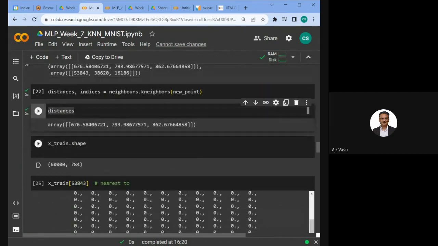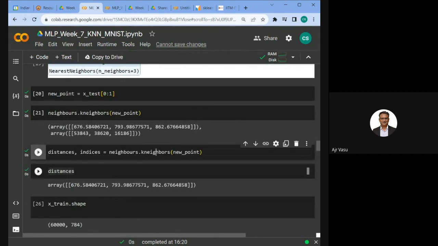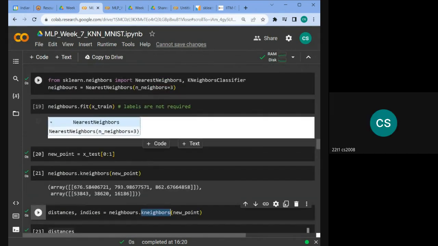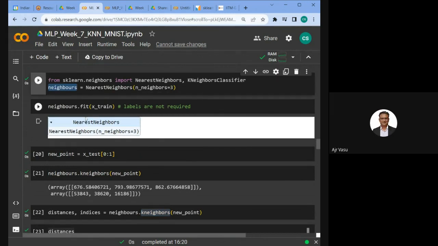Sir, one question. That K neighbors you've given, that is the object, right? We create an object of this class. So neighbors is the object. Sir, in line with that, if neighbors is the object, then K neighbors is the method. Okay, got it. Now I got it. Clear. Thanks.